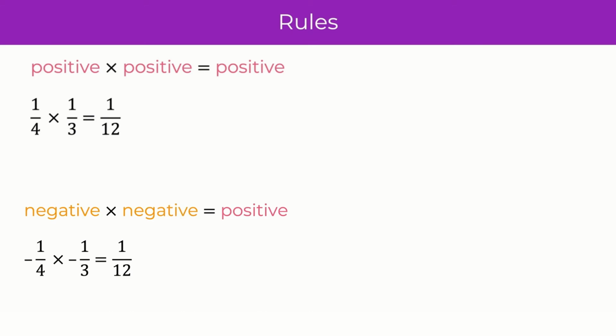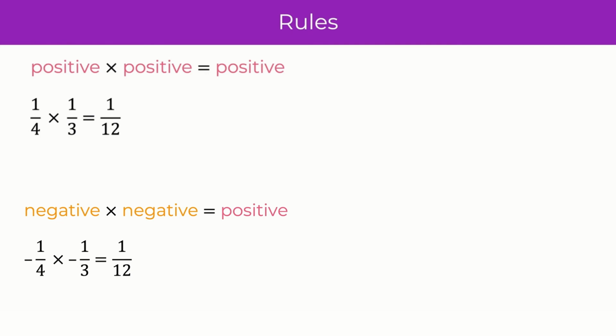The second one is negative times negative is positive. So there are two fractions in here, both are negative, but the result will still be positive. Just like in any number, multiplying or dividing any numbers with the same sign would still be positive.